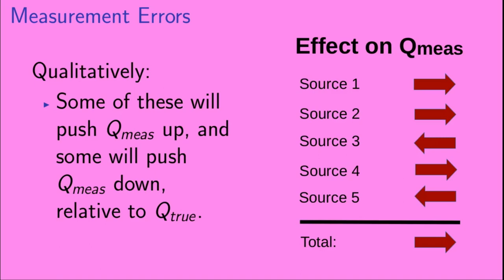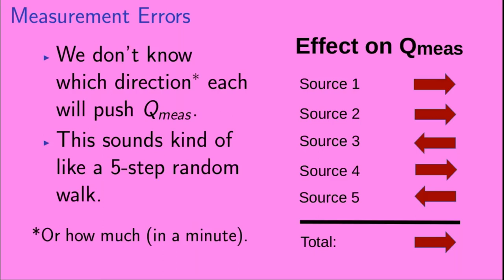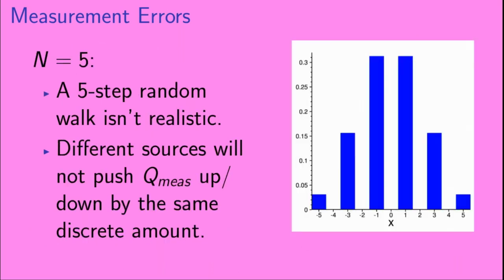So, qualitatively speaking, some of these sources of error are going to push Q measured up, and some of these sources of error are going to push Q measured down relative to the true value Q true. We don't know which direction each of these sources is going to push Q measured. Now this is starting to sound a bit like a 5-step random walk. Now a 5-step random walk isn't actually that realistic. Different sources will not push Q measured up or down by the same discrete amount.